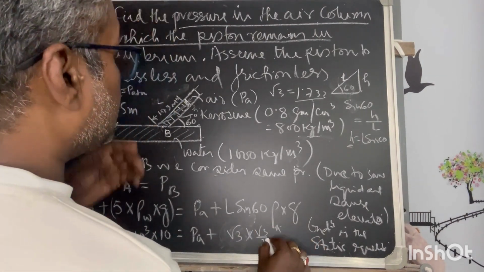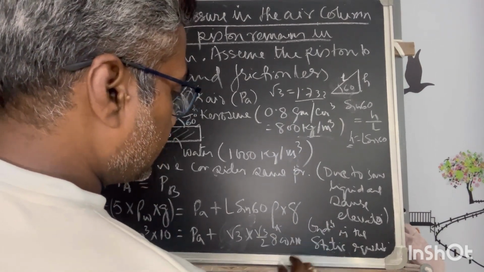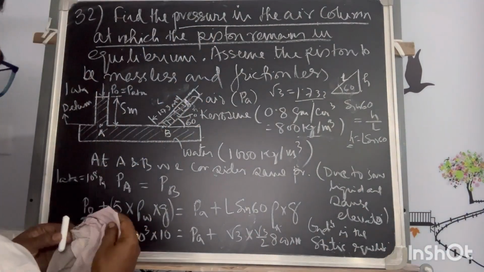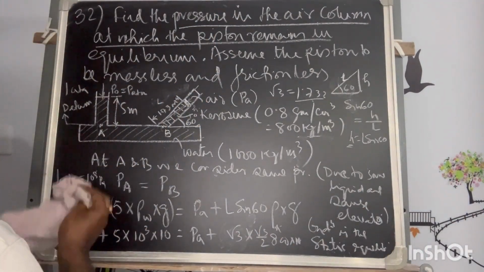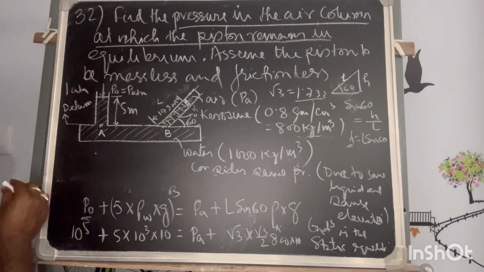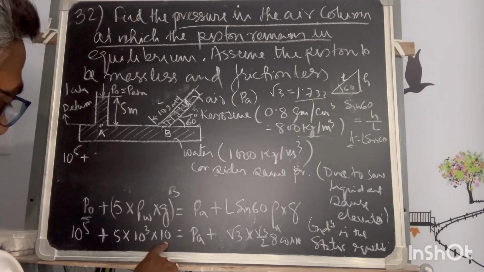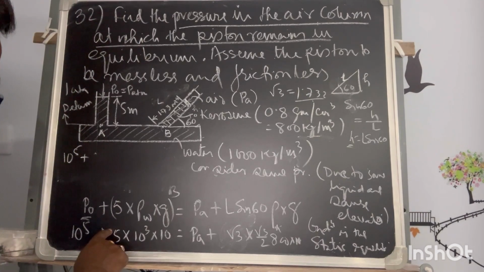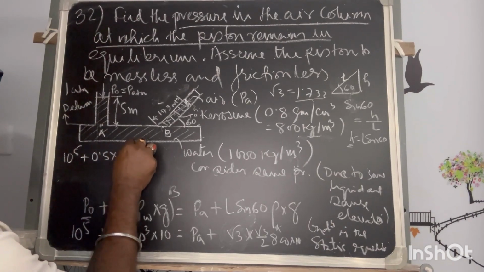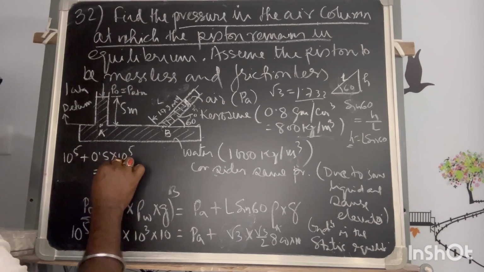Rho of kerosene is 800. So I will put 800 into g, which is 10. Removing all other things, what will I get? I will get 10 to the power 5 here, plus, to convert it to 10 to the 5, I have to take the point here. So this is 0.5 into 10 to the power 5. I want to bring 10 to the power 5 everywhere, so that the calculation will be easy.